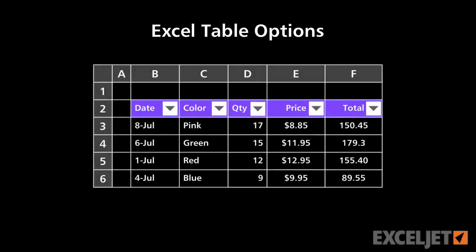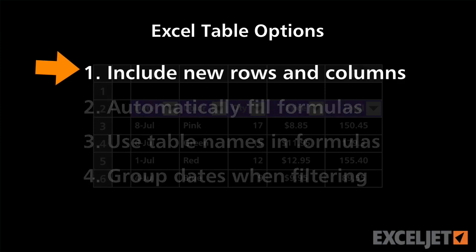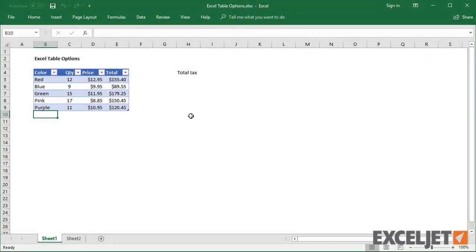In this video, we'll look at the options available for Excel tables. Excel provides 4 settings for tables you should be aware of. The first option controls whether a table range will automatically adjust as data changes. By default, this option is enabled since this feature is a key benefit of tables.